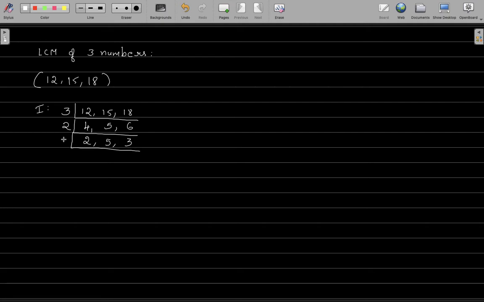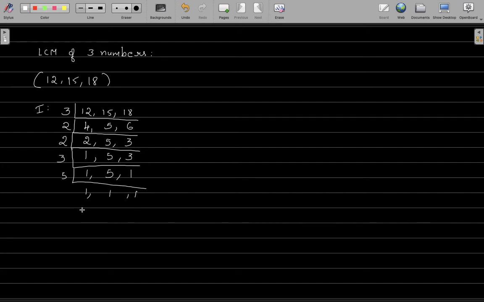So I'll start with 2 again. 2 times 1 gives you 2. But 2 does not divide 5, 2 does not divide 3, so we will keep them as it is. Now let me start with the 3. 1 keep it as it is, 5 keep it as it is because 3 does not divide 5, but 3 times 1 gives you 3. And let me start with 5. 1 keep it as it is, 5 times 1 gives you 5.